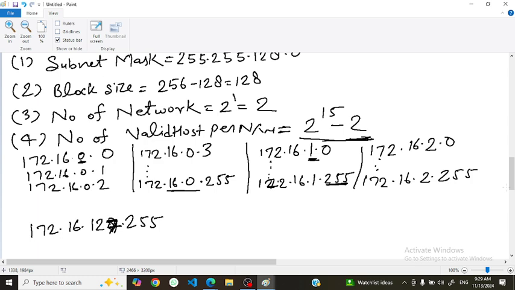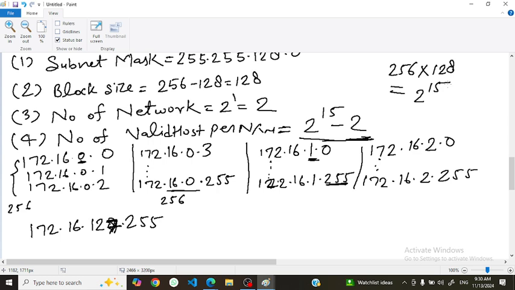Here how many IP addresses in total? 256. So you will have to add 256 IP addresses. How many times? 128 times. And the value will be equal to 2 to the power 15. Is it clear for everyone?